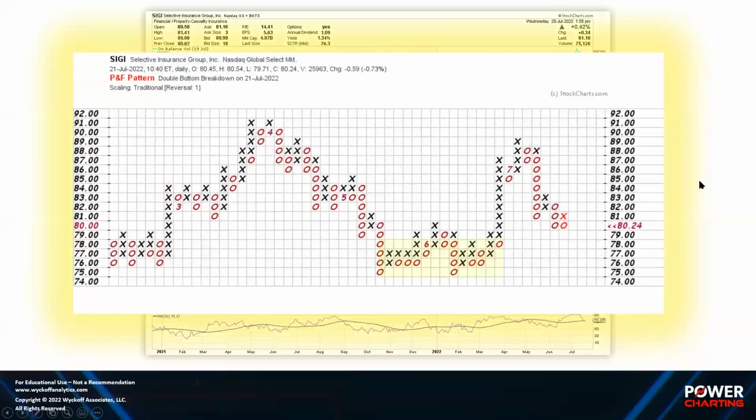And here is the point and figure. Look at that beautiful count that you can see really clearly on the point and figure. Put in your downtrend lines, got above it and really started to take off. And there's our count. And so there we go.